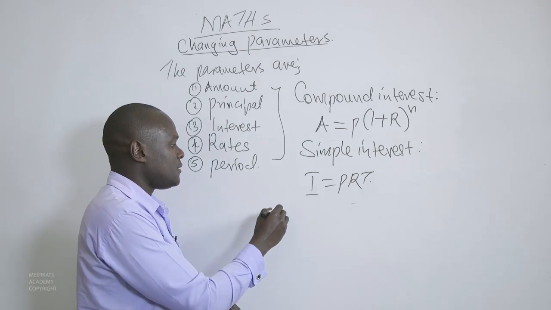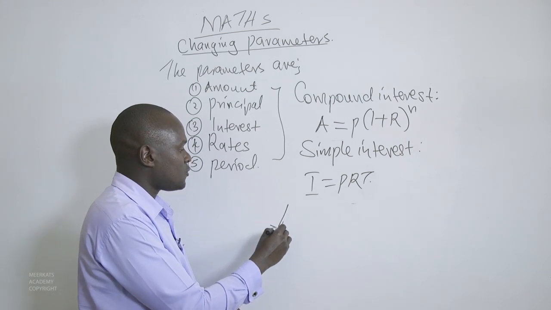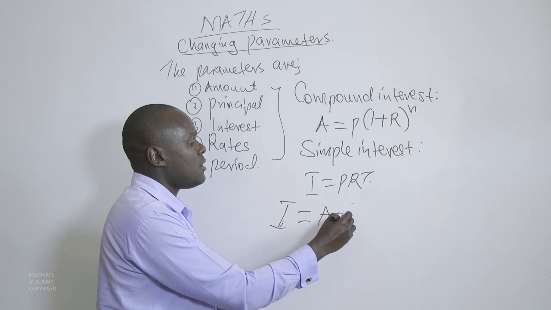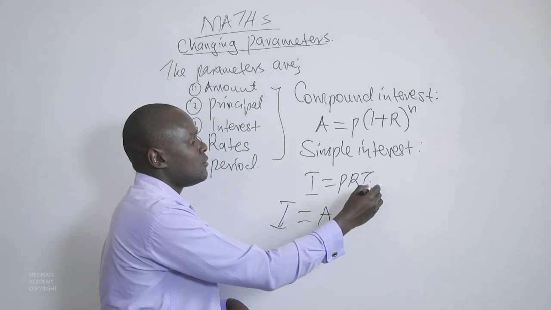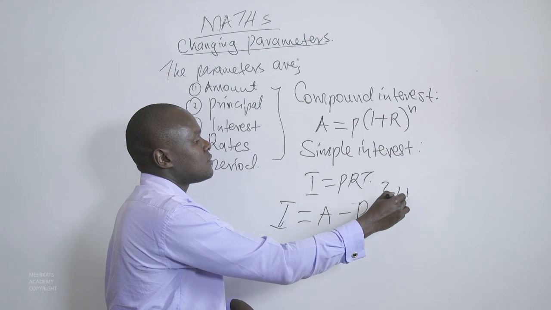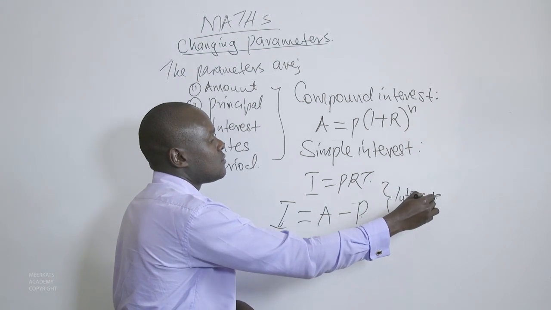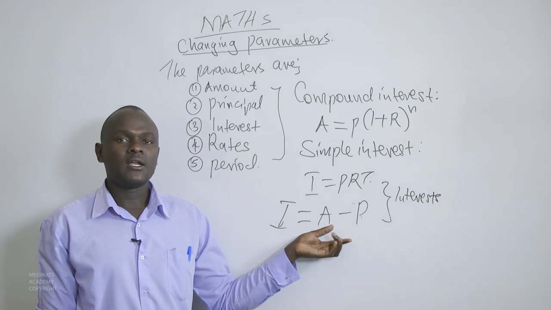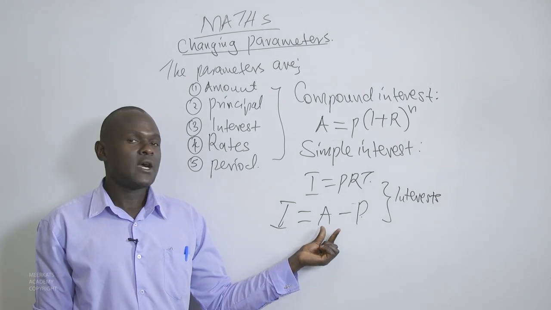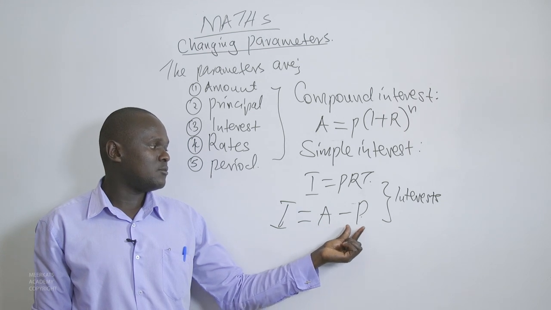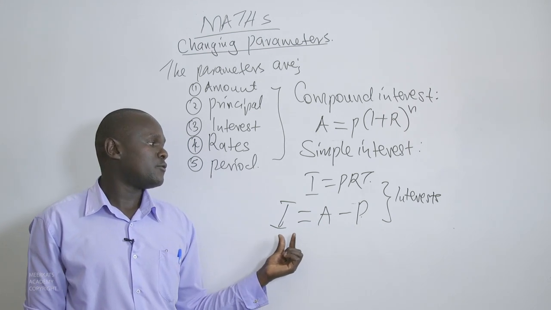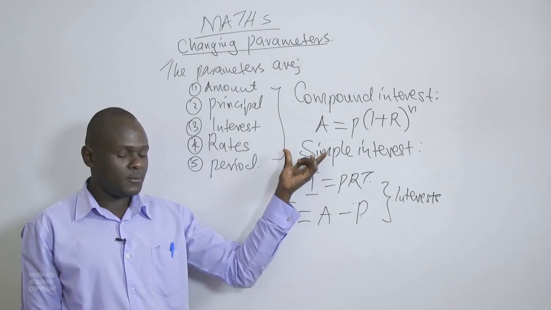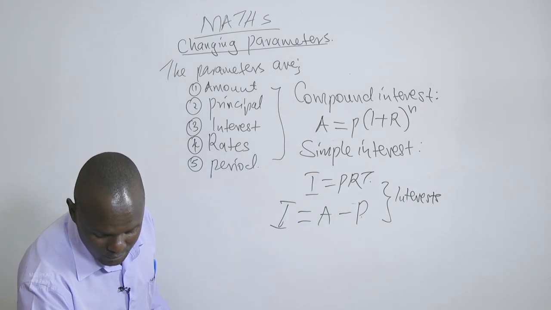And lastly, for us to get the compound interest, we get the difference between the amount and the principal. These two are the interests. The last one is the formula for calculating the compound interest. First of all, you must get the amount before you subtract the principal for you to get the interest. These two formulas, we already know them.